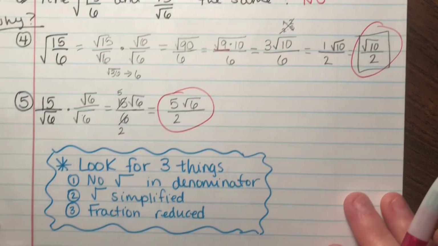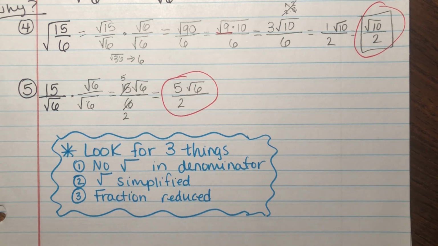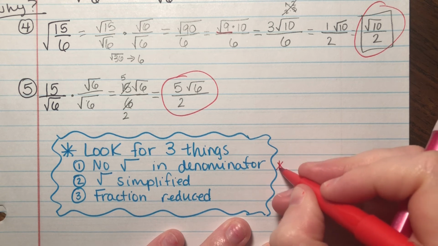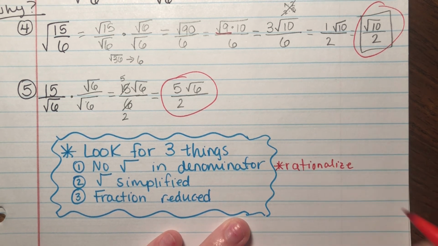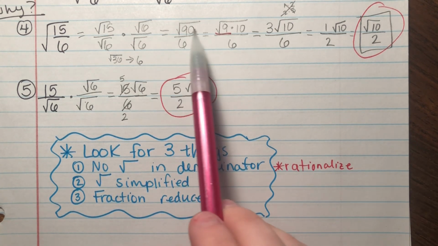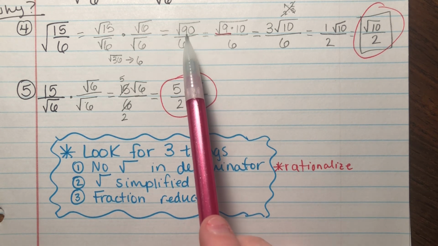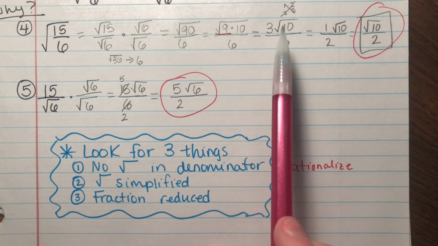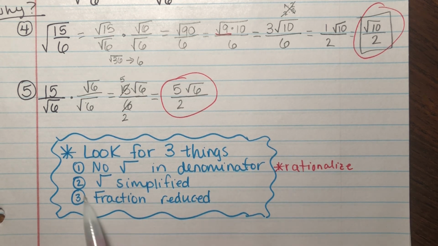Alright, so here are 3 things we're looking for, 3 basic things. So we don't want a radical in the denominator, so we have to rationalize it. Alright, next, when we get to our next step, we want to simplify the radical. So for example, here, we had square root of 90. So we simplified that to 3 square root of 10. So that's step number 2, simplify the square root. And then the third step is to reduce the fraction.